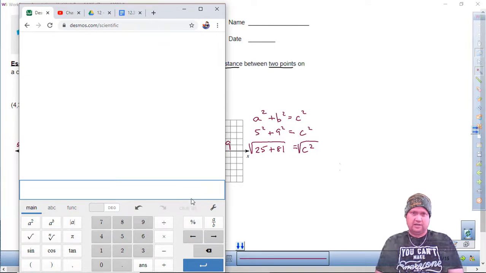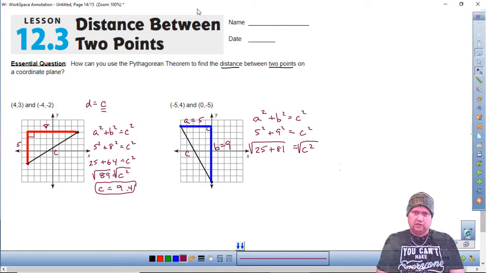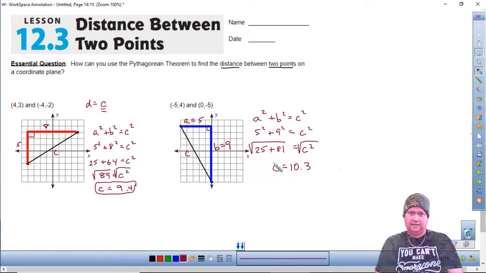Let me clear this. I'll hit the square root button, and I'm going to just put inside there 25 plus 81. Notice it's adding it up for me under the square root, and it's 10.29. So we're going to round that off to 10.3. So this one is C equals 10.3 units, and you always just check and make sure that since it's C, it better be longer than the other 2 sides put together.